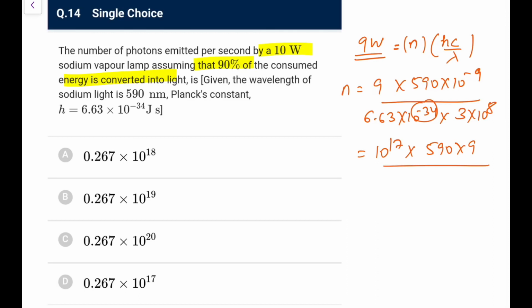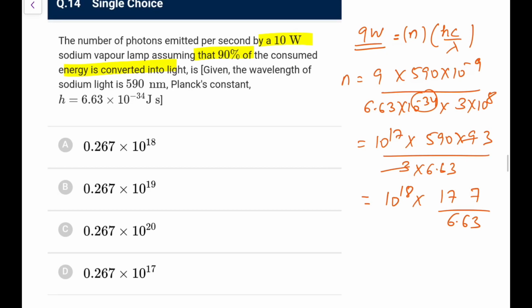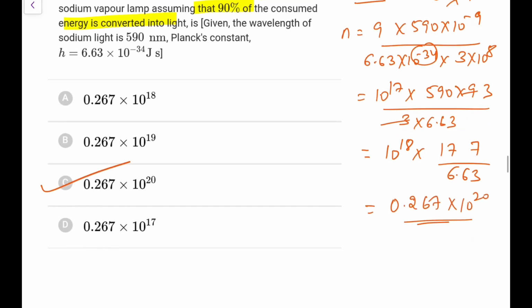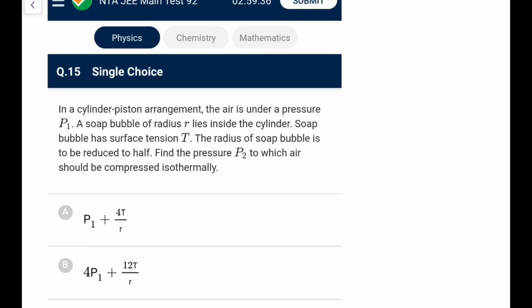590 into 9 upon 3 into 6.63. So this is 3. So 590 into 3, or 59 into 3, I can take it, 10 to the power 8. 59 into 3: 3 9s are 27, and 2 goes, 3 5s are 15, 17, so 177 upon 6.63. So if you do this, it would be somewhere between 20 and 30, so it would be 2 point or 3 point something into 10 to the power 19. So if I write it, it would be 10 to the power 20. So this is option C. I can make it out from the power itself because the figures are the same, so no point in calculating. Next one, the 15th one.